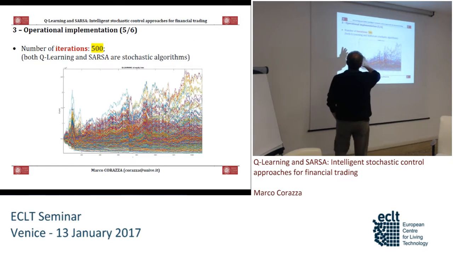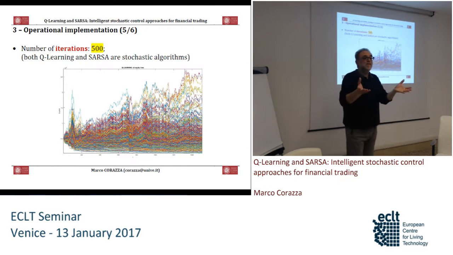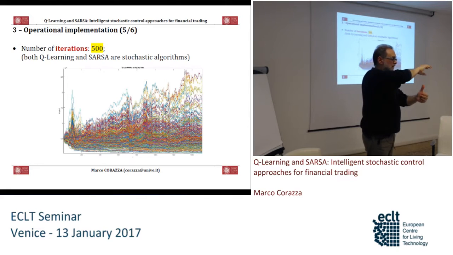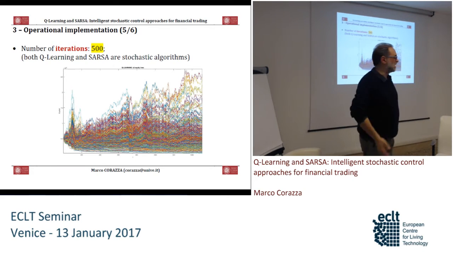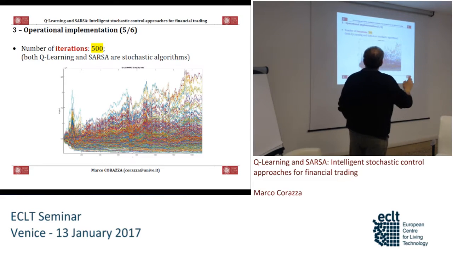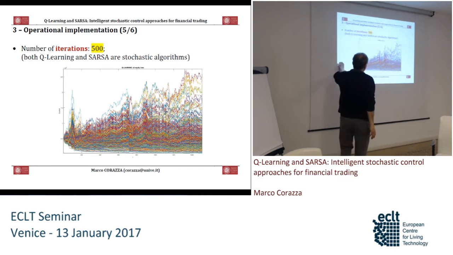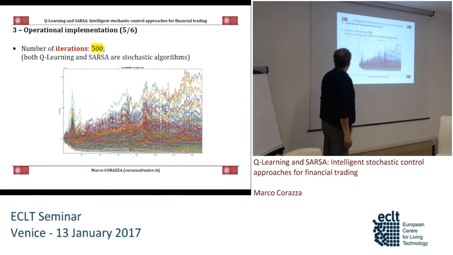Well, again, it should be clear that both Q-learning and SARSA are stochastic algorithms, because there is the random initialization of the weights of the system, and because we use exploration. So we need to iterate the trading several times. As the number of iterations, we have decided to use 500, and for instance, in these figures, you can see the 500 different equity lines produced by our system.